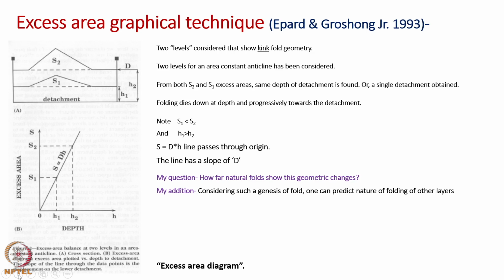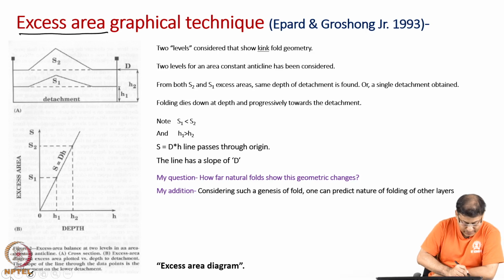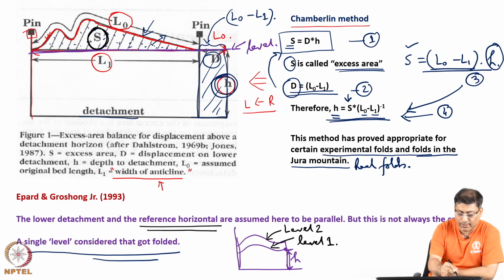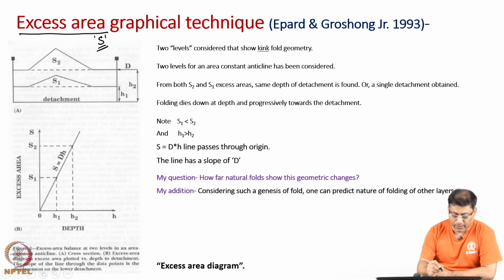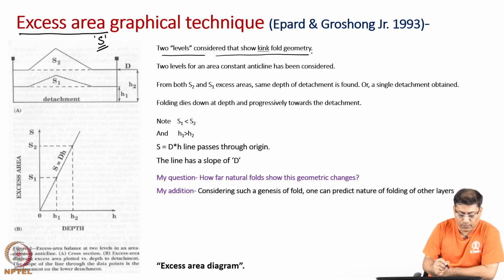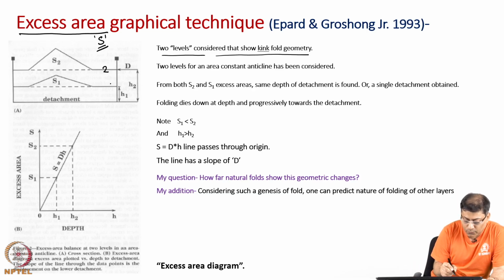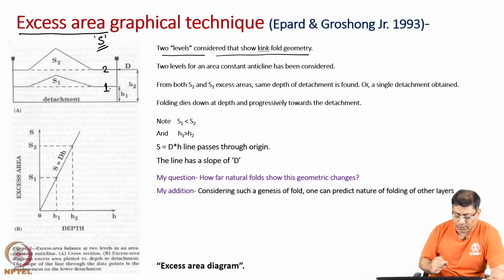Now, we are going to see the excess area graphical technique. What is the meaning of the term excess area? Here capital S is called the excess area. So, we are going to use a graphical technique where this capital S term will be involved. Here we are considering two levels that show kink fold geometry to start with. What are those two levels? This is level 2 and this is level 1. There are two levels. They have been kink folded. A kink fold is a fold with straight limb and sharp hinge.